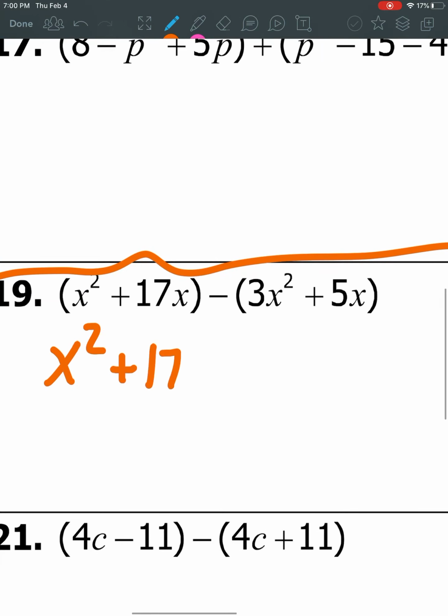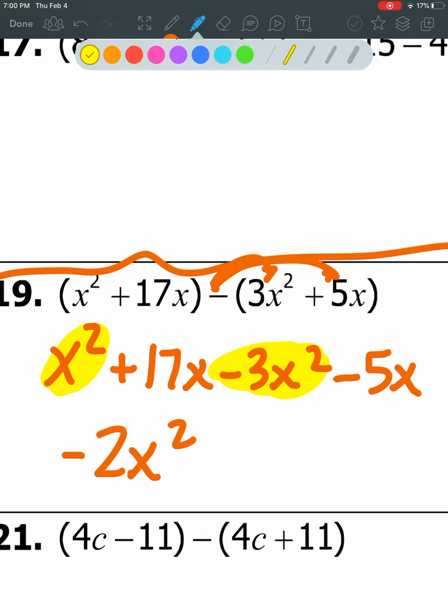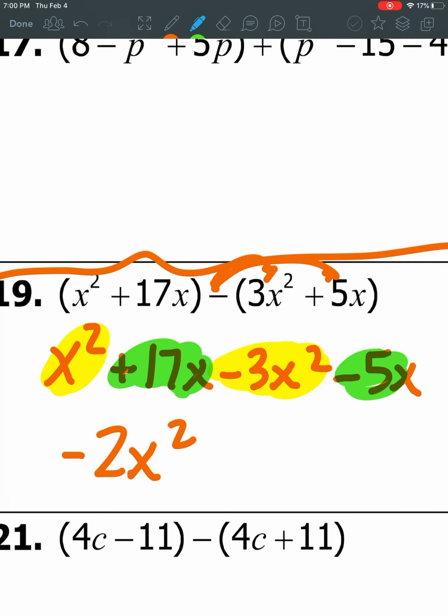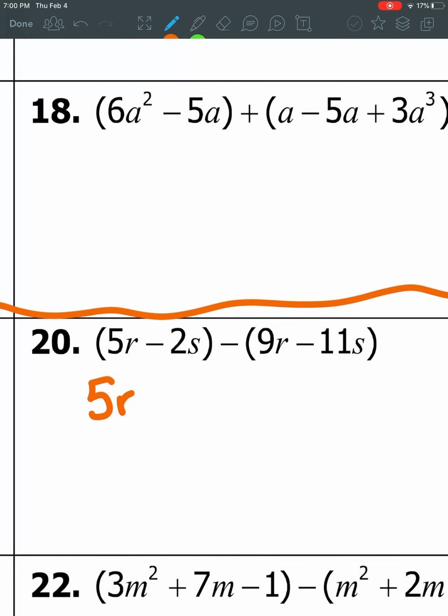All right, I'm going to jump down. The next 4 examples are all adding, and I'm going to get down to some of these subtraction ones as well. So x squared plus 17x stay. This minus sign we will distribute. And once we do that, then it goes back to exactly what we've been doing. X squared minus 3x squared. So that becomes 1 minus 3 and negative 2x squared. And then we have 17x minus 5x that we can combine. So that becomes positive 12x.